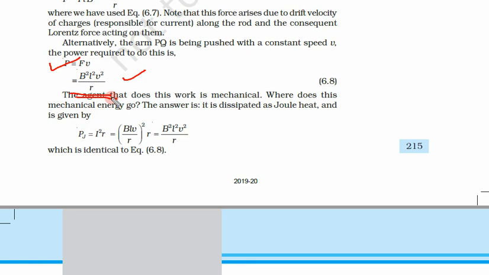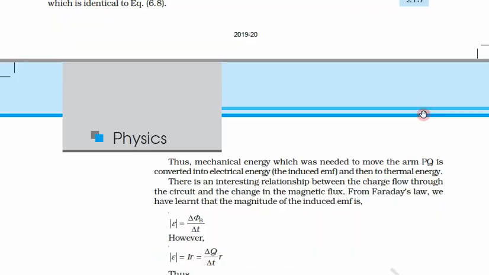Now where is this power going? This power is converting into electrical energy, or as we sometimes say, Joule heating. Joule heating is I square R. So let us put the value of I, BLV upon R, squared, into R. So it is B square L square V square upon R. Since both are energy per unit time, or work done per unit time, which is called power, and they are the same, we say this mechanical energy is converting into electrical energy or Joule heating.